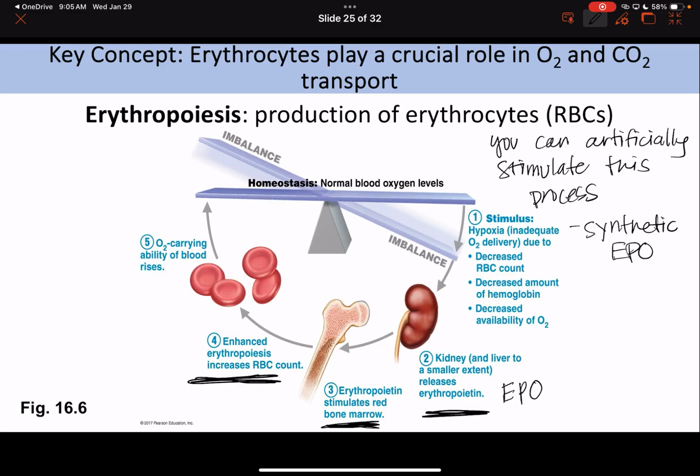That's different from taking synthetic EPO. It's just smart to do it that way, honestly. So you go train at high elevations, get that increase in red blood cells, and then go compete and have a little bit of an edge on your opponent. Okay. Questions about that?